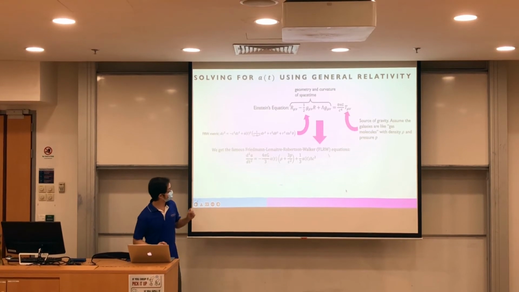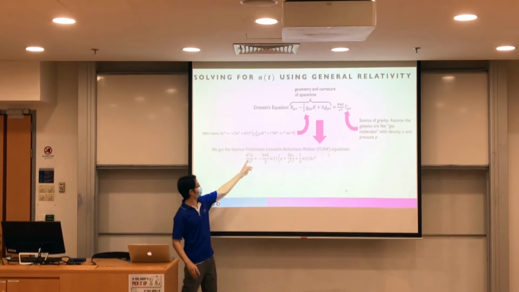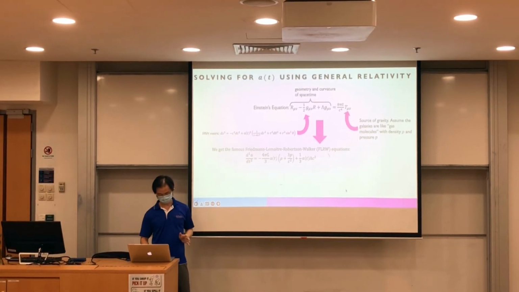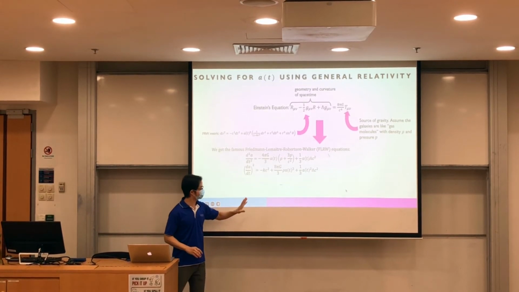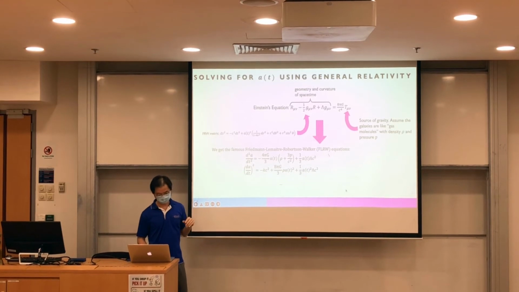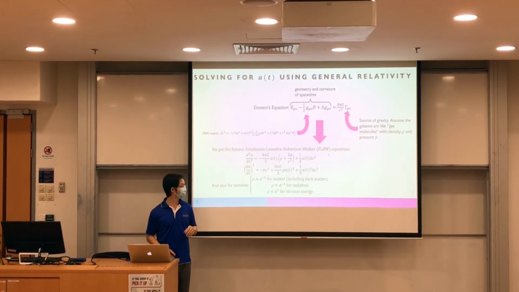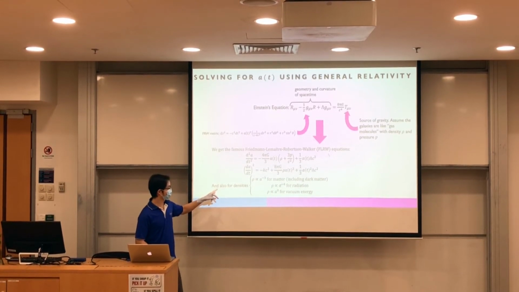Okay. So the first equation for a looks something like this. The second equation for a looks something like this, which comes from Einstein's equation. And we can actually get even more equations. These equations are very important.